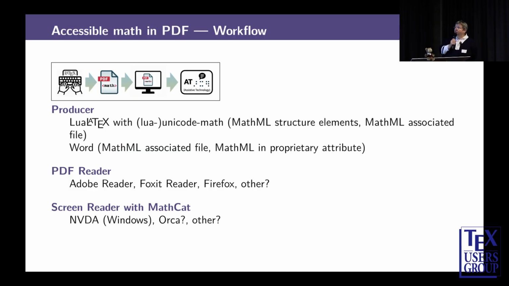Another producer which came in now in the last month, I think, is Word, which also adds a MathML associated file. So you can use it too to produce accessible PDF, which is good because the more accessible PDFs there are, the more the next steps of the process will have to adapt to use these PDFs.